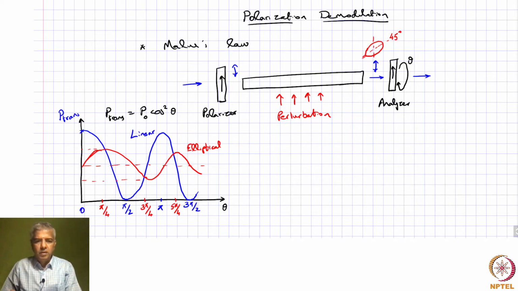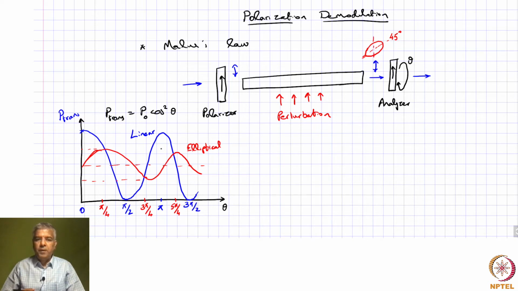So you can essentially tell that some perturbation has happened, which has caused both coupling into the orthogonal polarization state, from the vertical polarization to the horizontal polarization, and also a phase shift between them. And of course, we talked about linear and elliptical.